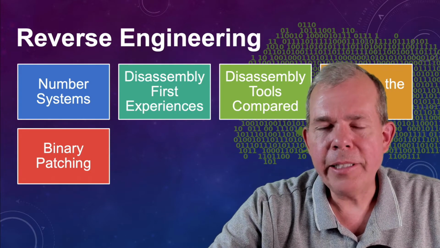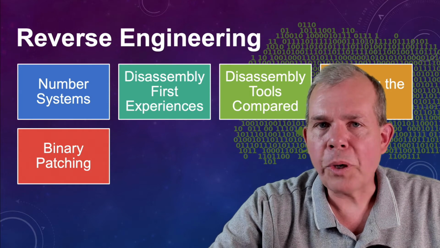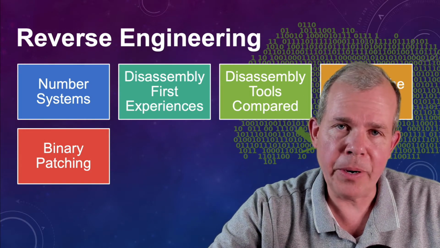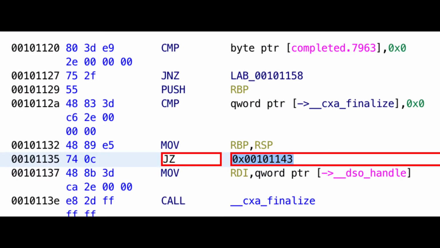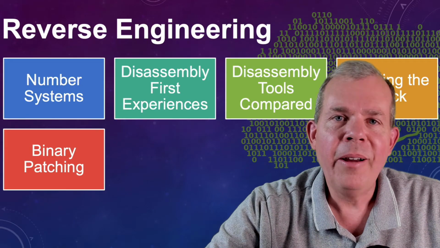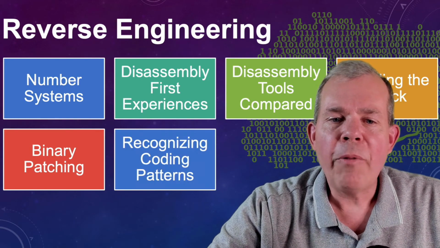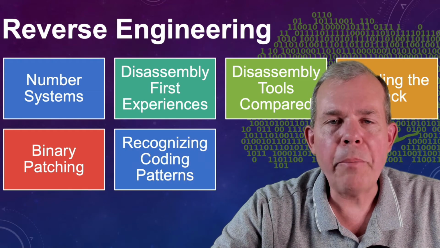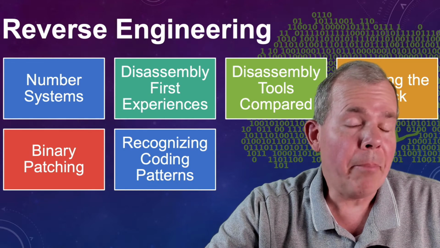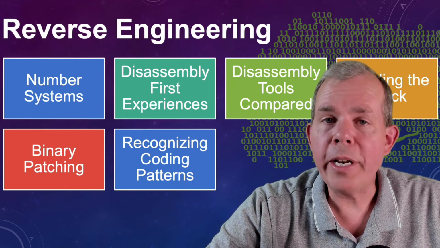Binary patching is about taking a piece of software and modifying it, even if you don't have the source code. And so you can patch things to fix errors or to maybe bypass a certain feature like a login screen or a registration screen. Recognizing code patterns will give you a more in-depth advanced feature of how you can see maybe malware and diagnose what it's doing.